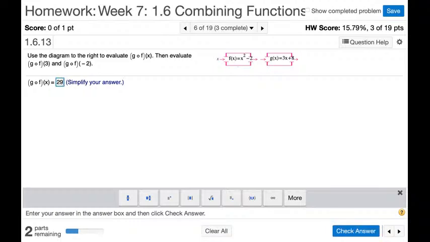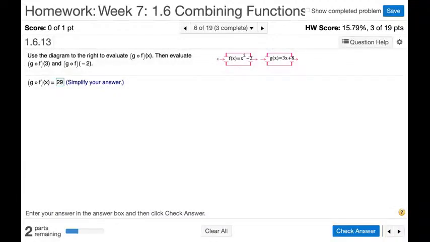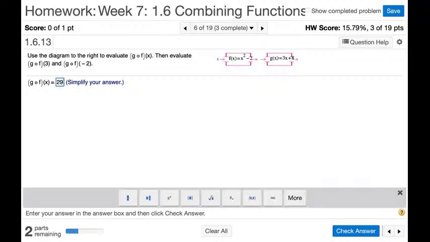Let's try it again. F of 3. 9 minus 2 is 7. 7 times 3 is 21. What am I missing? 9 minus 2 is 7. 7 times 3. 21 plus 8 is 29. What? Oh, they don't want to answer this yet. They want us to do f of g of f of x.